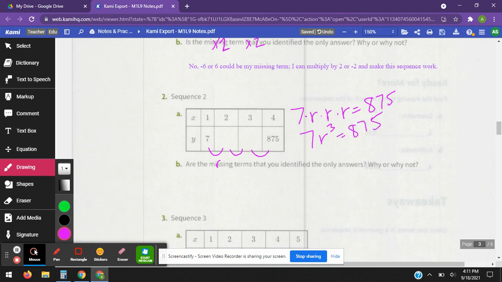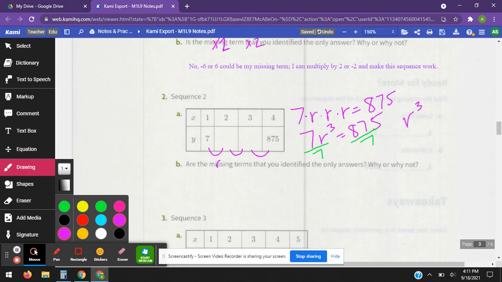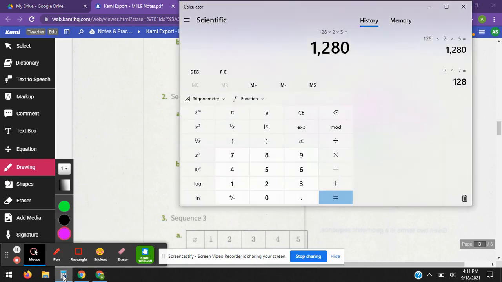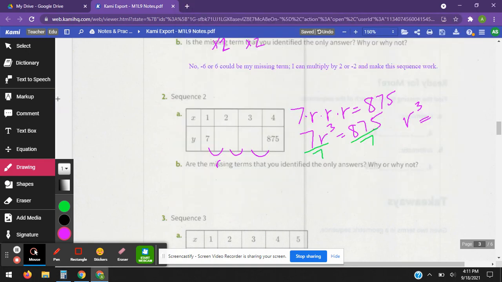How would I get the r by itself? Well, first I've got to get rid of the 7. So if I divide both sides by 7, I get r cubed equals, let me get my calculator out here, 875 divided by 7. 125. So now what times itself 3 times equals 125?